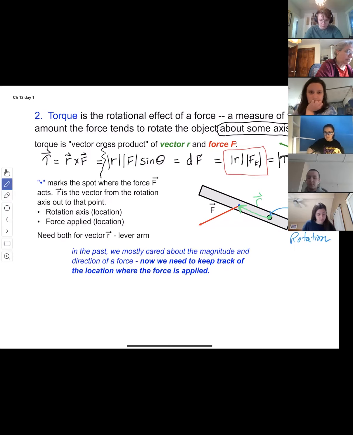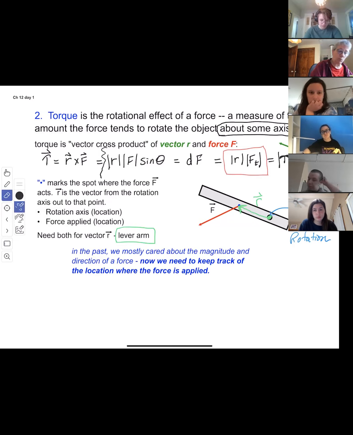Commonly, this R is referred to as the lever arm. Sometimes the book also calls it the moment arm. Some people use those terms interchangeably. But the important thing is, where does it start, where does it end? Because if you know those two things, you can draw it. You're all very good at that, okay? So this is a really important thing about torque.